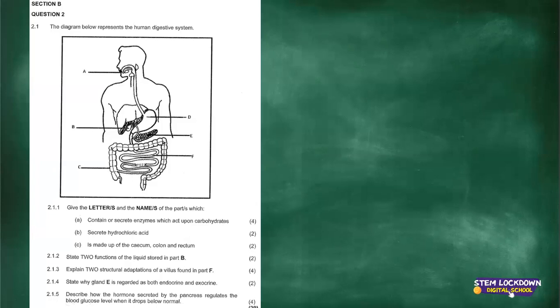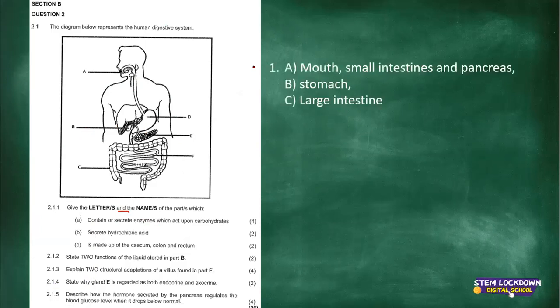The diagram below represents the human digestive system. You understand the human digestive system? We've just seen the animal digestive system. 2.1.1, give the letters and the names of the parts which contain or secrete enzymes which act upon carbohydrates. So you just give me the letters and the names. Read the English, guys. It's saying letters and the names. If it's D, you'll say it's D, and you'll write the name of D. If it's B, you'll say it's B, you'll write the name of B. If it's A, you write A, and you'll write the name of A. So let's get going. Which part here secretes enzymes which act upon carbohydrates?